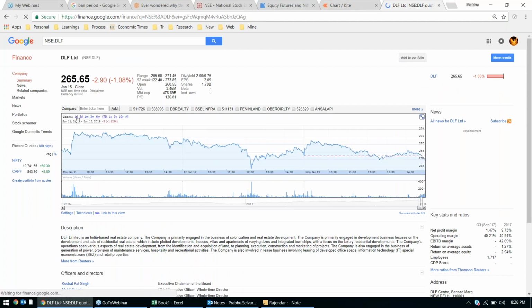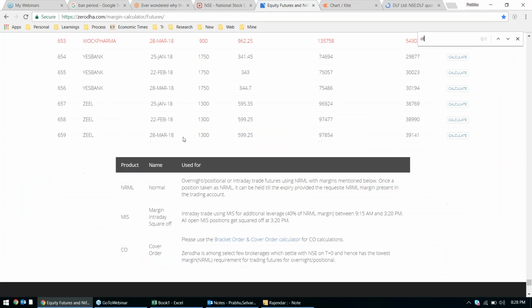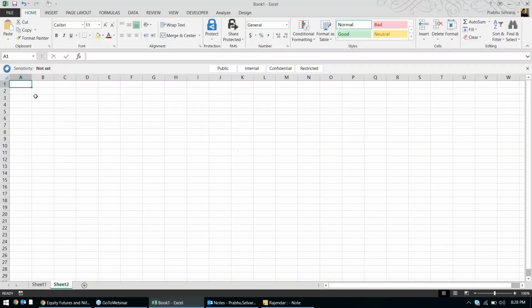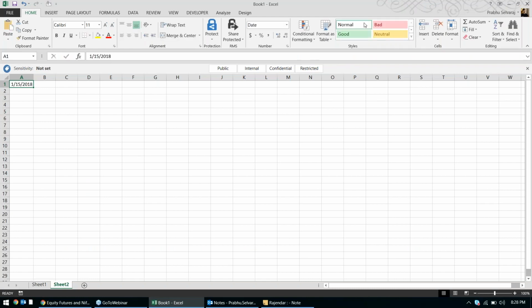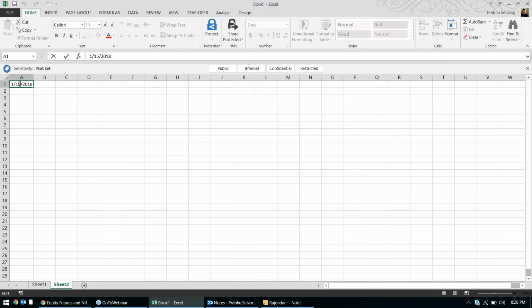Now let us go to DLF. For DLF stock, the lot size is 5,000. Let it be expensive, it doesn't matter. We just need to see the difference between buying and selling. So for example, today we consider the date as Jan 1st. Now the stock we are looking at is DLF.